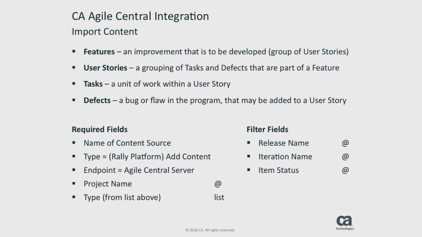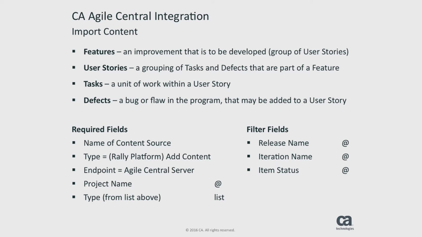So you basically have features. Under that, you have user stories, you have tasks. And then the other thing that you can import from Agile Central is also defects, which can be standalone or could be within a user story. And it is, of course, what it is. It's a bug or a flaw in the product that someone finds. And as the team is working on it, they'll try to correct some of those defects. So it may be part of the user story. It may just be something that's added to the release to be fixed.